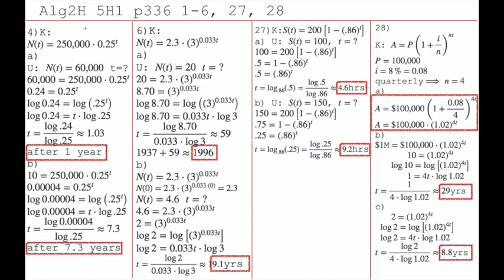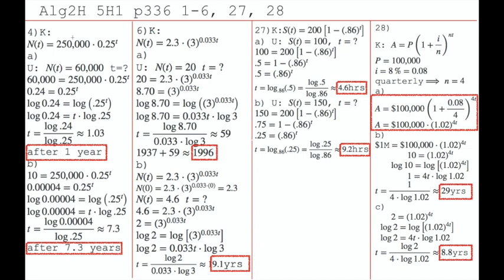All right, we're going to keep on going here. We're going to solve this in very similar ways. They give you a formula, they give you the output, you have to find the input, which is time. So that's why 60,000 goes over here, and you have the rest of the formula. Dividing both sides by 250,000, you get this. Taking the log of both sides, you get this. And then recognizing there's an exponent inside the log, and it becomes multiplication outside of the log, you get this. Dividing both sides by log of 0.25, you get this. Typing it into a calculator, you get this. So the answer is after about 1 year.